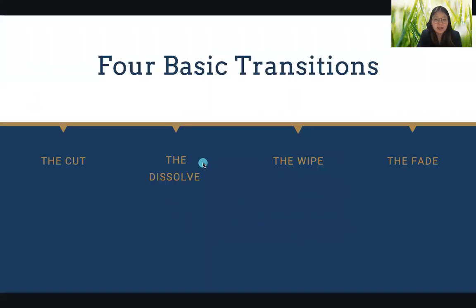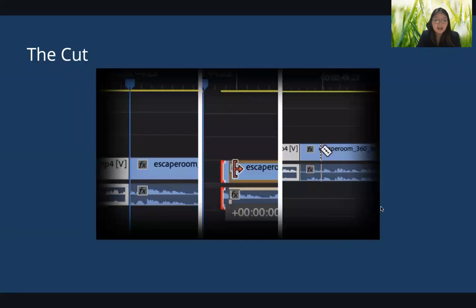Four basic transitions: first, the cut; the dissolve; the wave; and the fade. First, the cut. The cut is an instant change from one shot to another. It usually happens very suddenly because this is when the last full frame of picture for one shot is immediately followed by the first full frame of picture for the next shot. This transition is one of the most simple ways to transition a shot.